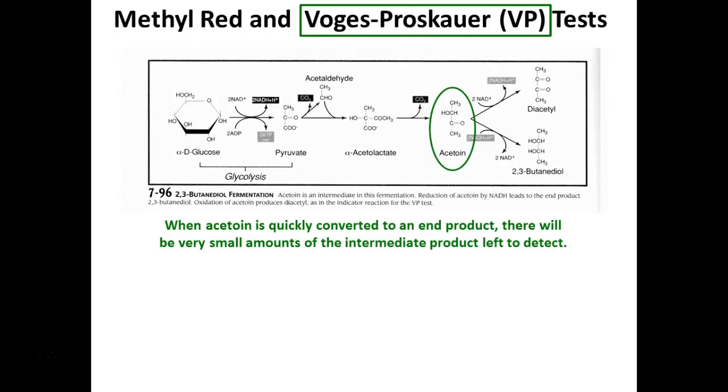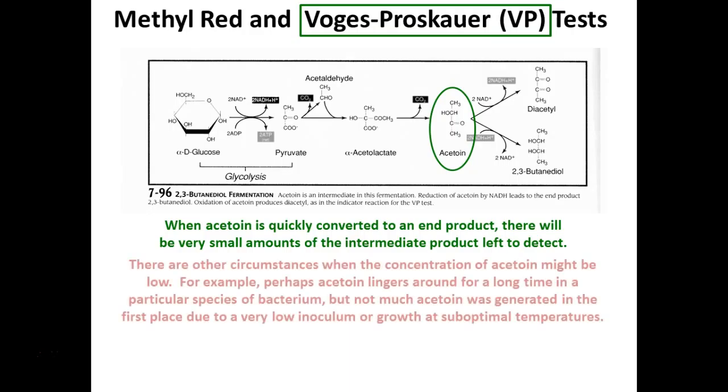So, when acetoin is quickly converted to the end products, there'll be very little in the intermediate form for us to detect. There are other circumstances where the concentration of acetoin might be low. For example, perhaps acetoin lingers around for a long time in a particular species of bacteria, but not much acetoin is generated in the first place, right? Maybe because you didn't put enough bacteria in the tube, or the growth temperatures weren't optimum.